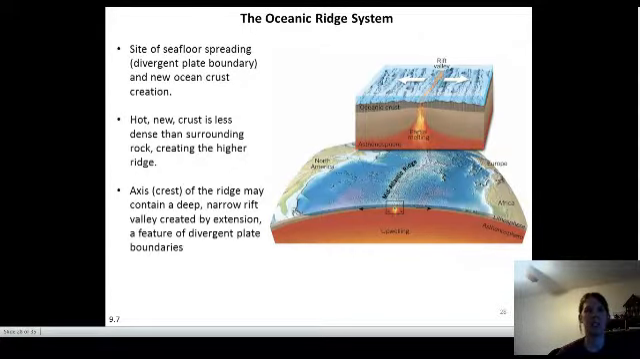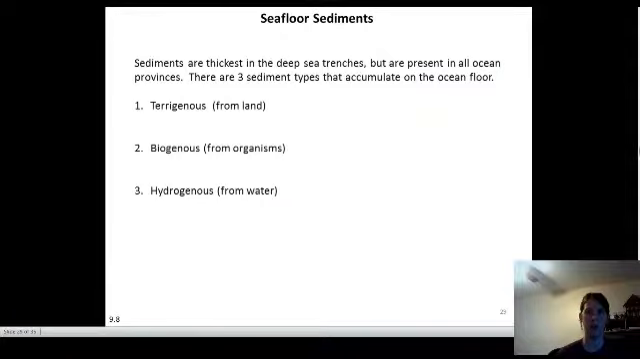So the site of the seafloor spreading is, like we said, a divergent plate boundary and where new oceanic crust is created. This is where hot new crust is less dense than the surrounding rock, creating the higher ridge. The axis of this ridge may contain a deep, narrow rift valley created by the extension, a feature commonly found in divergent plate boundaries. So we have these very high ridges, but what you'll get is this very deep valley where the actual spreading and introduction of new crust material occurs.